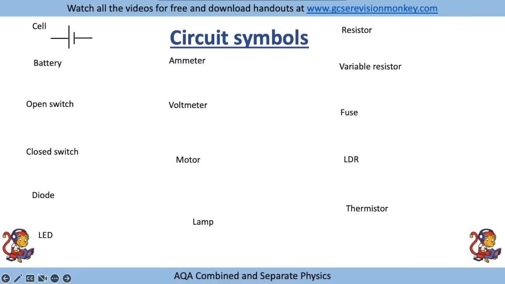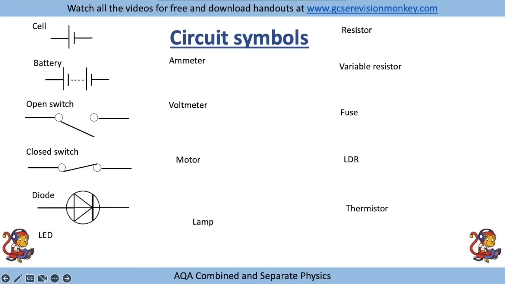So first of all, we've got our cell, and the longer line represents the positive and the shorter line the negative. If you have lots of cells together, you make a battery. And then we've got the switches, the open switch and the close switch. You've got the diode. And if you look carefully with the diode, to help you remember, it looks like a D, an I, and an ode. That might help you remember it.